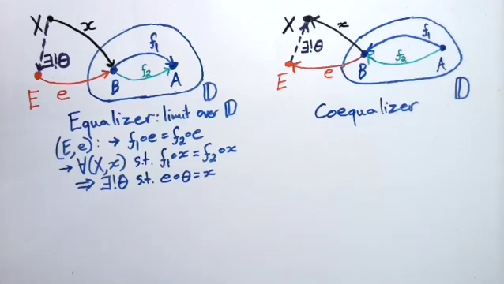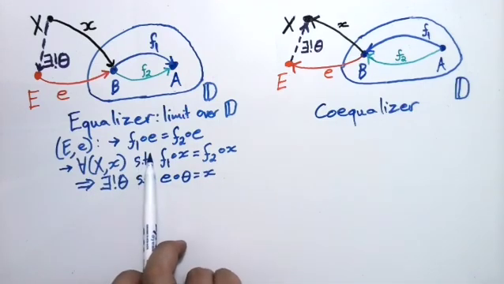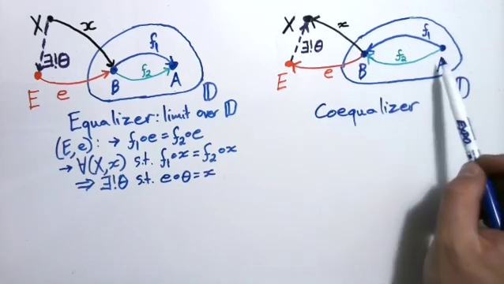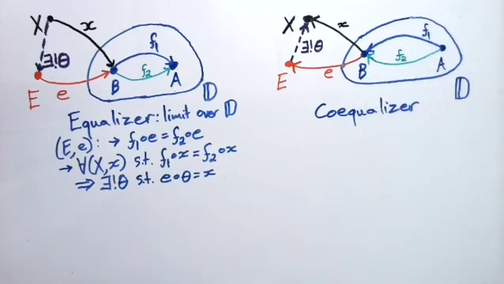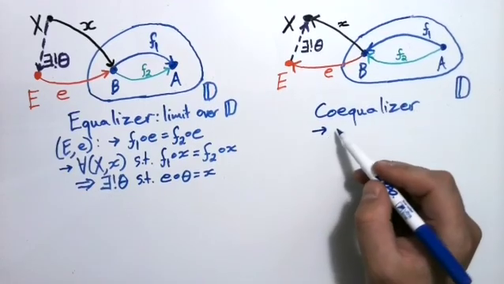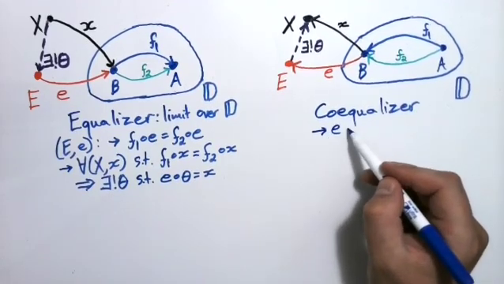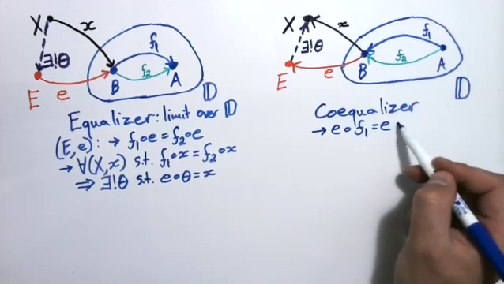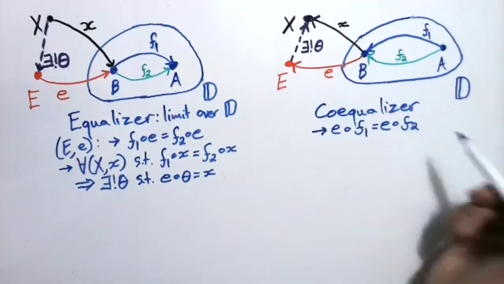So now how can we write this out as a definition? Here we had F1 after E needs to be equal to F2 after E. So now we need to have the same chain but backwards. So E after F1 needs to be equal to E after F2. So this is our commutativity property for the coequalizer. That is, E after F1 equals E after F2.